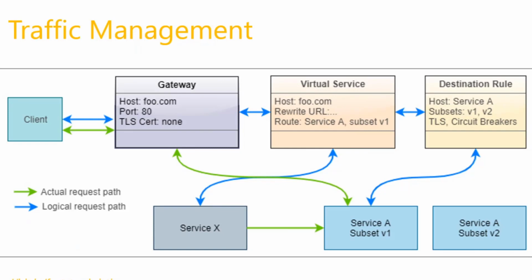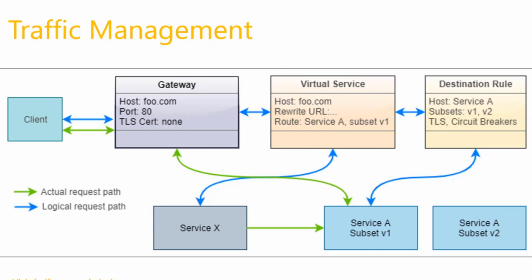Next, a virtual service that is bound to this gateway will check which subset, or you can call it a version, of service A this request is destined to. Say, for instance, you have two versions of service A running at the same time, version 1 and 2. It will try to identify which particular version the API request should be routed to. Say, for example, it is V1, then it moves the request along to the next API, which is the destination rule.